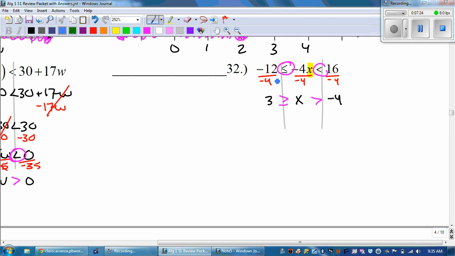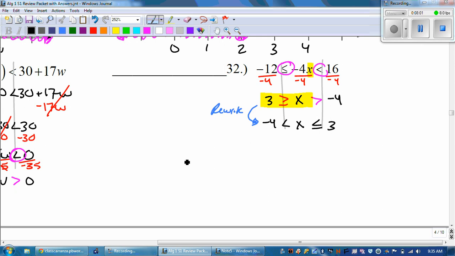Now, when we're writing this, I want to make sure that it's in order from least to greatest. And see, negative 4 is smaller than 3, so this is why I have to rewrite. So negative 4, the x stays in the middle, and then 3. And now, between the x and the negative 4, the inequality is pointing at the negative 4. Now, between the 3 and the x, the inequality is pointing at the 3.